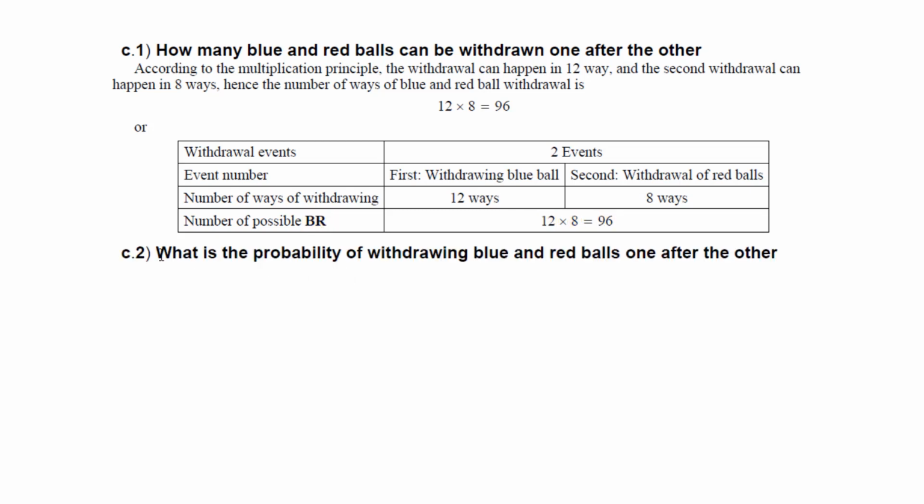Now, what is the probability of withdrawing blue and red objects one after the other? So we divide the number of outcomes of the event blue, red over the number of possible outcomes, which is 380, and we get 0.25. So 0.25 probability means what? It means if we repeat this experiment around 100 times, we are going to get approximately 25 withdrawals of blue and red.